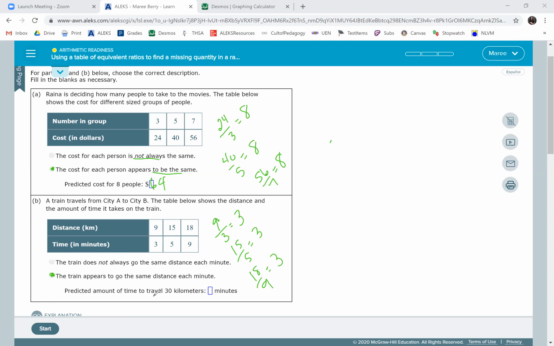So what if you want to go 30 kilometers? We need to divide 30 by something to get 3, because that's what we did every time. We did the number of kilometers divided by minutes. So if we do 30 divided by some number to get 3, we need to find that number. So we're going to divide 30 by 3 to get 10, and our answer would be about 10 minutes. So let's see if we can do some examples here.